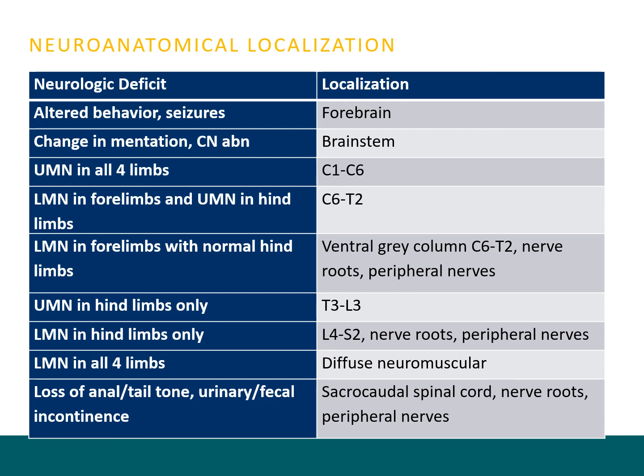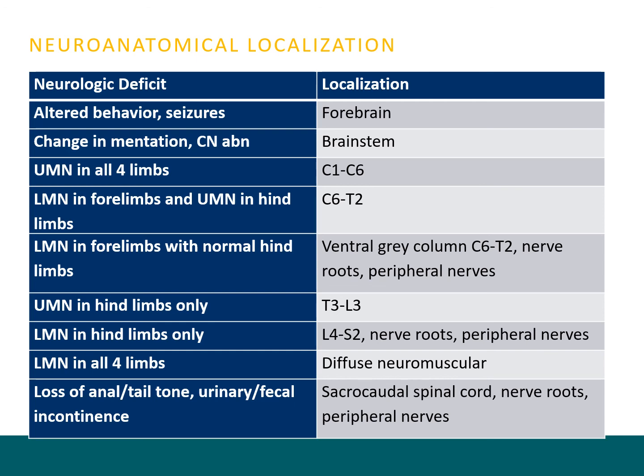So if they have proprioceptive or upper motor neuron deficits in all 4 feet, then they're going to be C1 to C6. If they have essentially weakness in their forelimbs, but then upper motor neuron in their hind, then we can say that our lesion is at the brachial plexus, so between C6 and T2. If they have just weakness in the forelimbs with normal hind limbs, then we're often in the gray column of that brachial plexus or moving more into nerve roots and peripheral nerves.